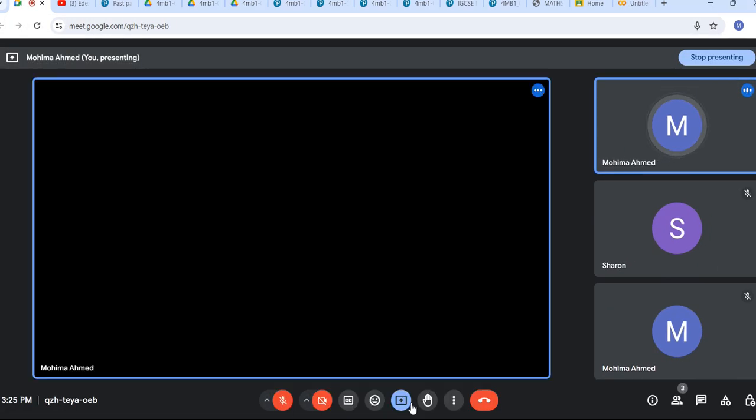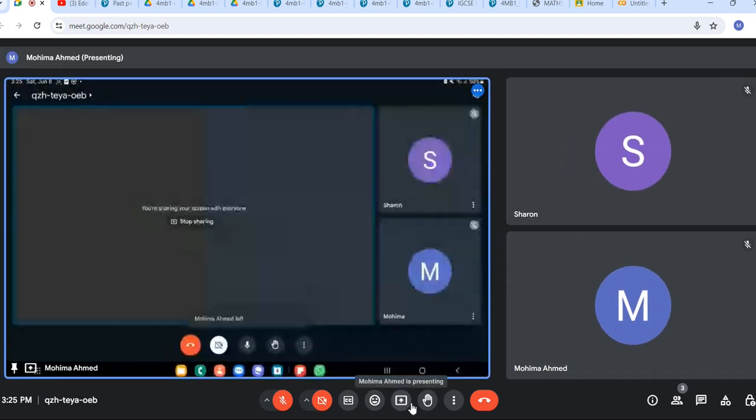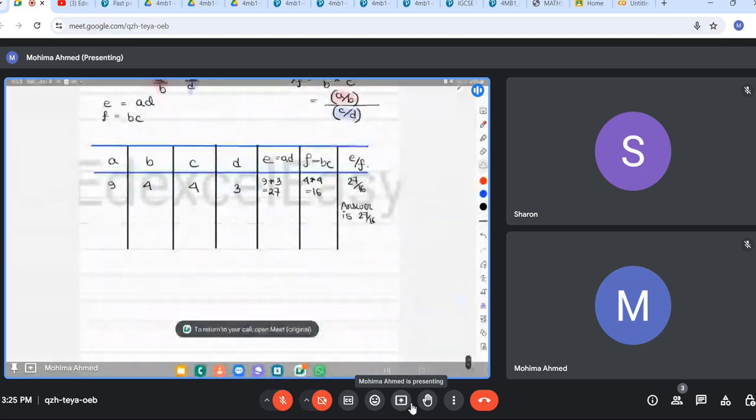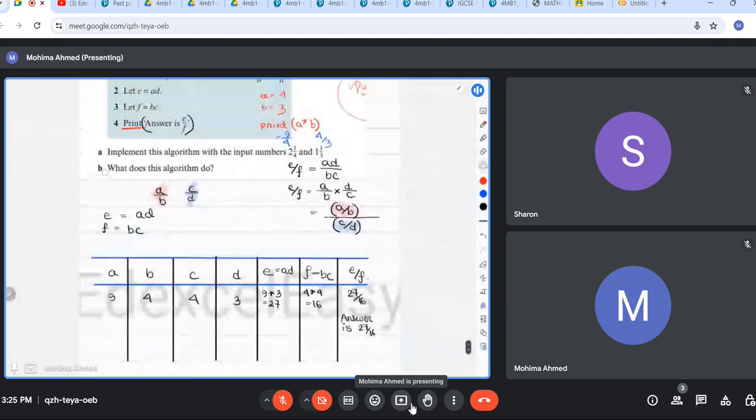Then again, I'll stop this screen and we will start with this. Similarly, we'll start with, okay, 1 minute. That means for part B now, what was this algorithm doing over here? It was actually dividing the first fraction with the second fraction, right?